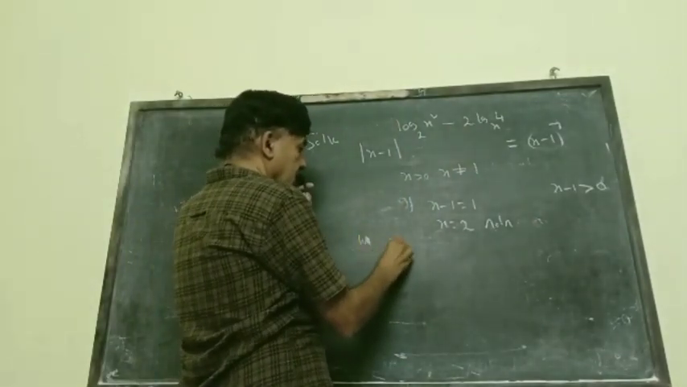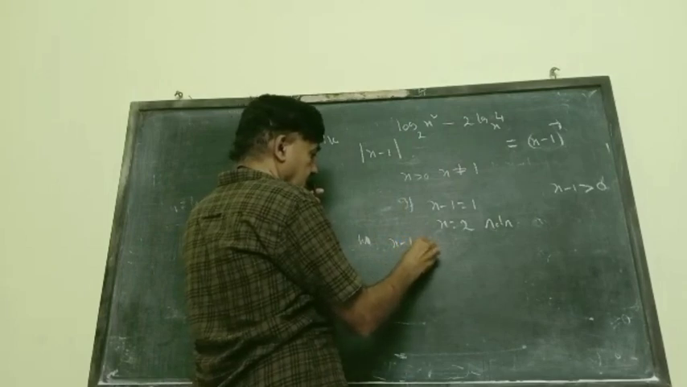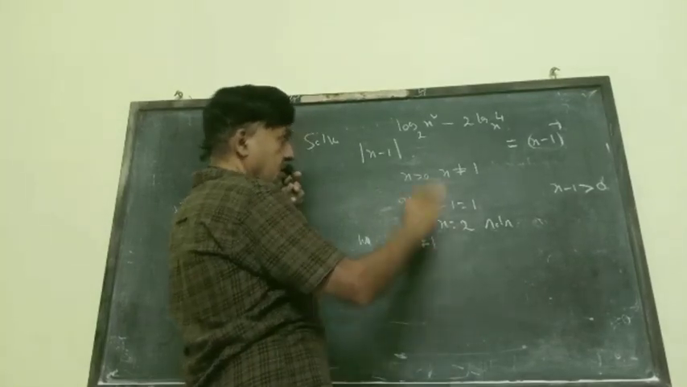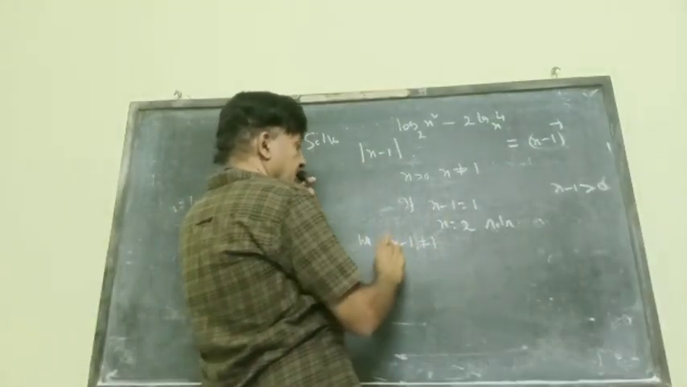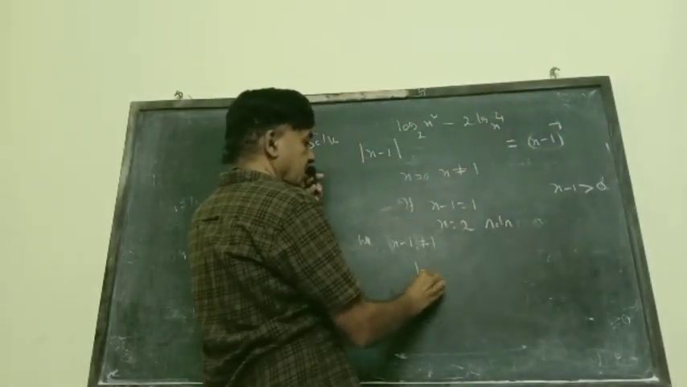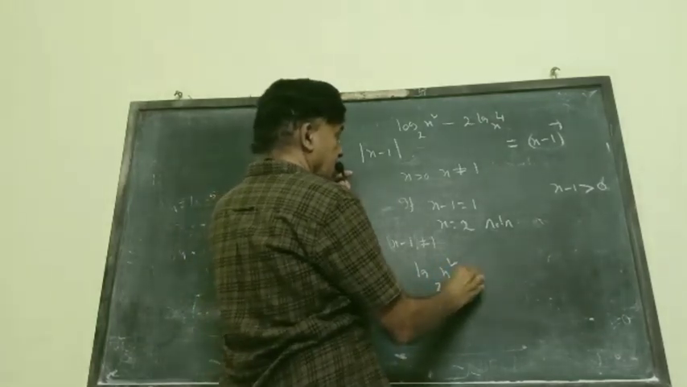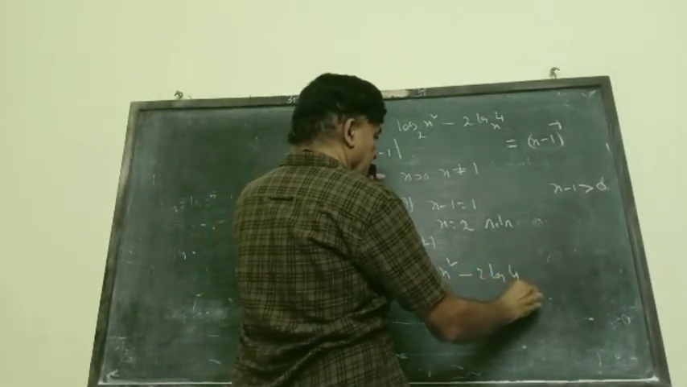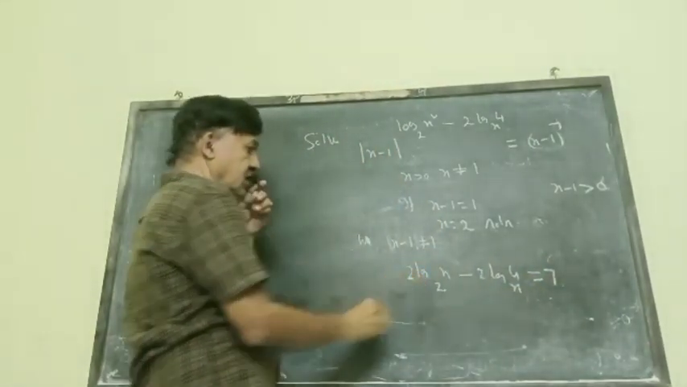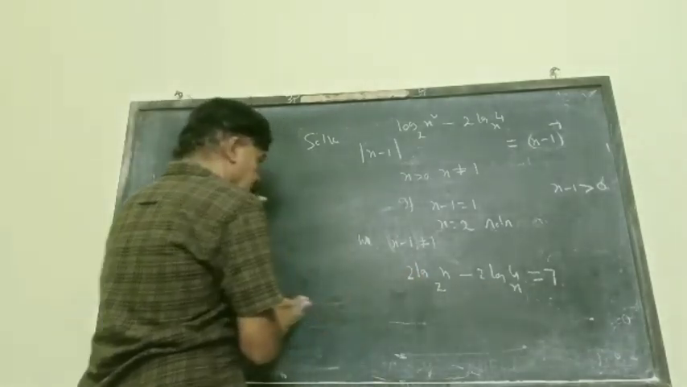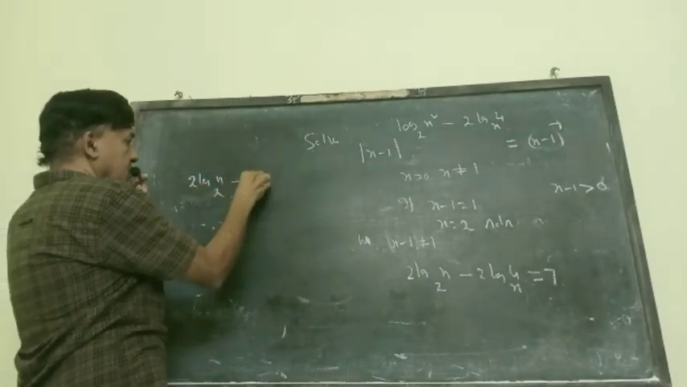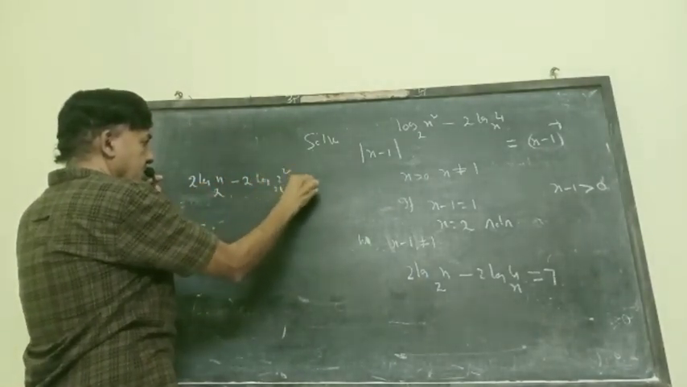Let x minus 1 not equal to 1, mod x minus 1, or x minus 1 not equal to 1. So when x minus 1 is not equal to 1, this must be equivalent to what? 7. So you will get log x square to base 2 minus 2 log 4 to base x is equal to 7. You can bring 2 to here. I will write once again. 2 log x to base 2, 2 log 2 square to base x is 7.